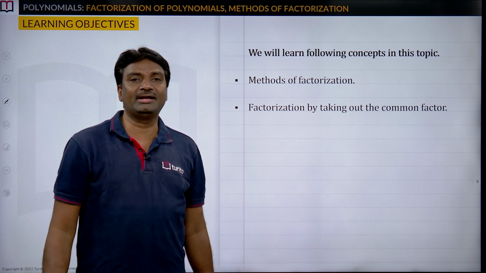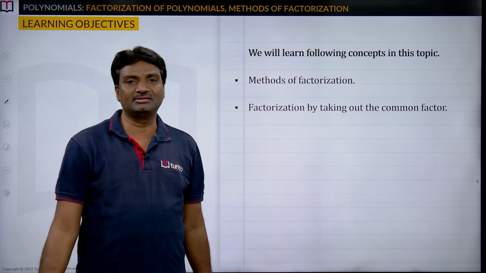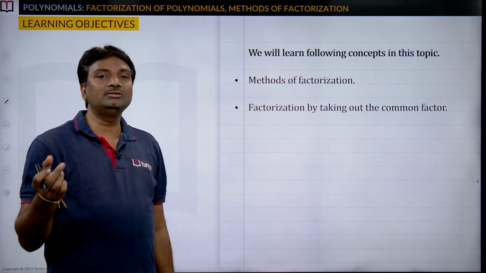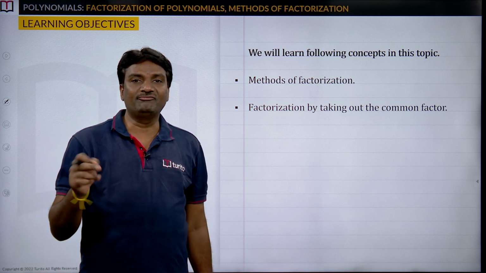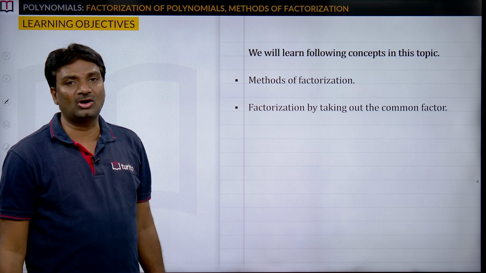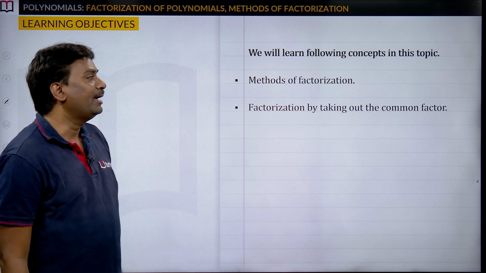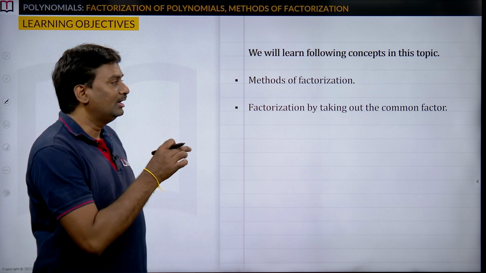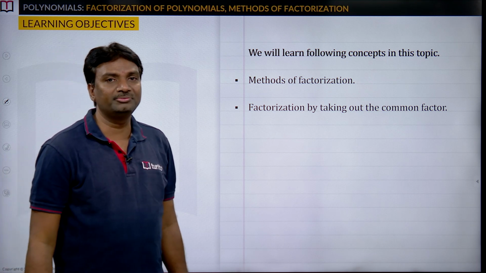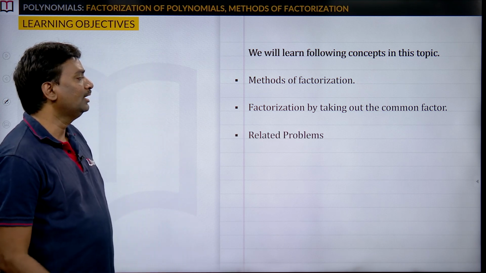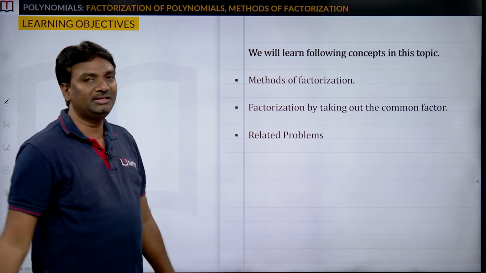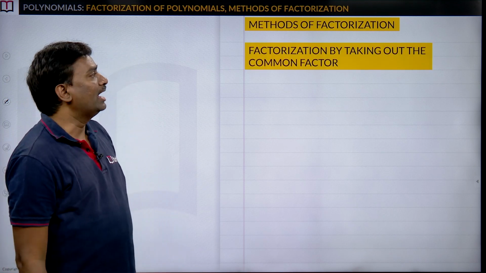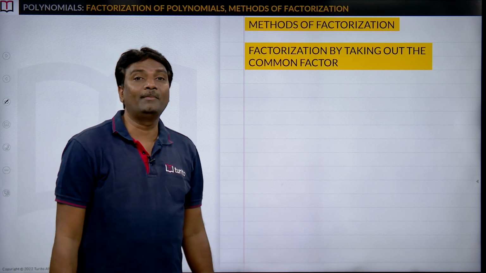The given polynomial may contain 2 terms or 3 terms or 5 terms or 6 terms. Whatever the number of terms may be, by observing all those terms in the given polynomial, we can find one term is common. So, we can take that common term out as common. So, factorization by taking out the common factor. We are going to discuss these concepts, and we can do the problems relating to that. Now, methods of factorization. First one, factorization by taking out the common factor.